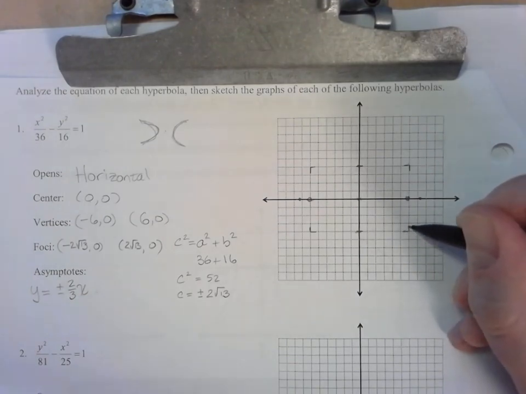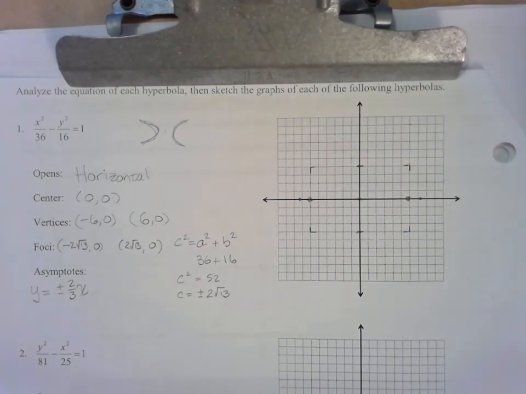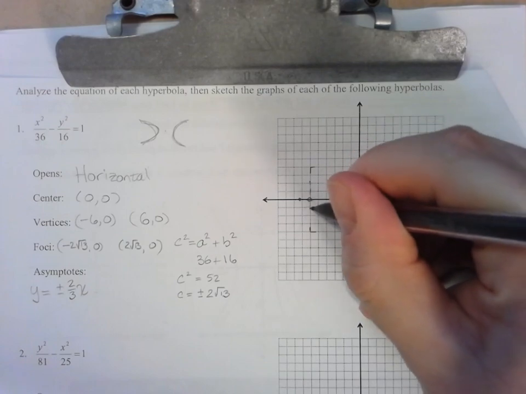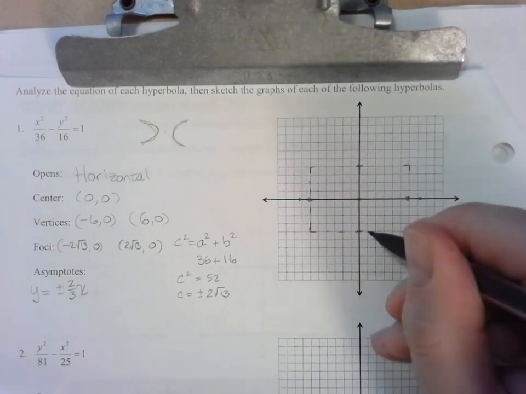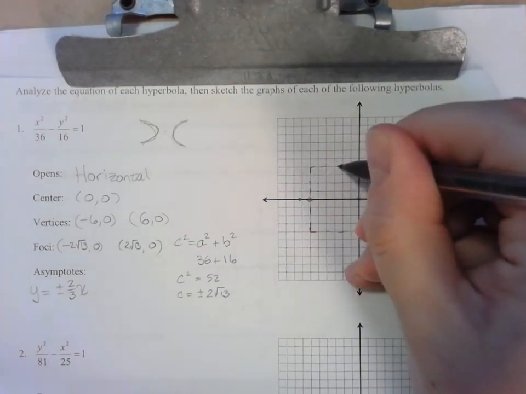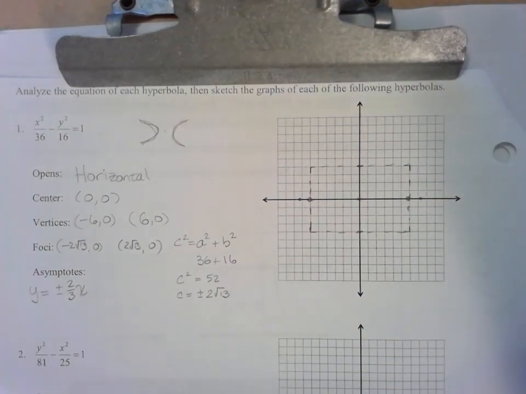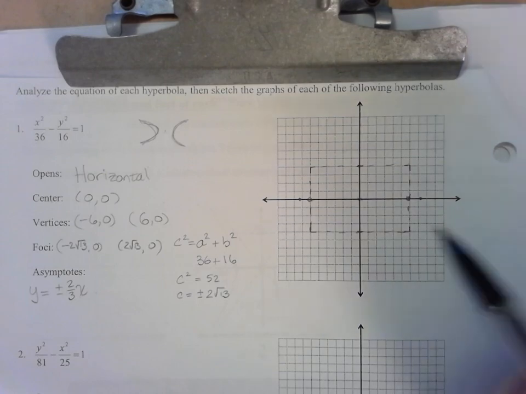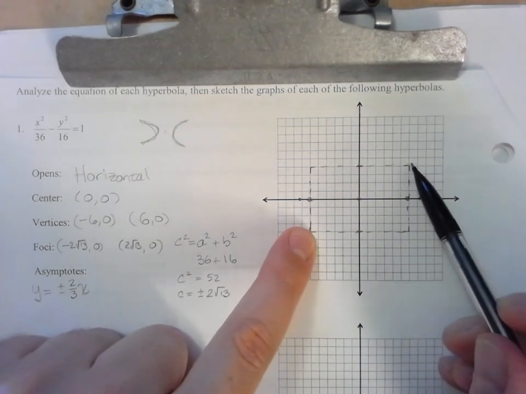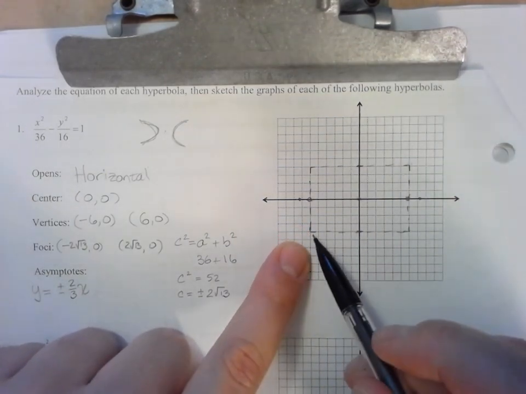here. What I can do is make it nicer and make it dotted like they did on the front page for us. And now you see this rectangle take shape. The asymptotes are going to go through the diagonals of this rectangle.